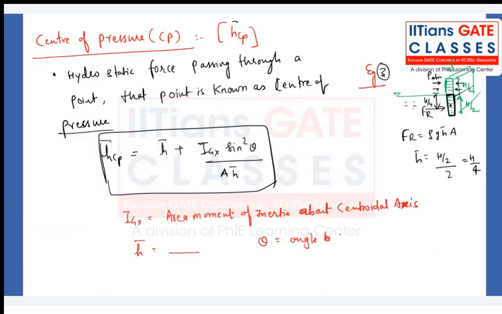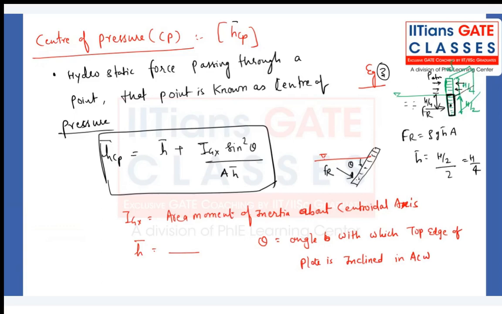The angle with which the top edge of the plate is inclined in the anticlockwise direction. Very good. So something like this: if there is a surface and I have the plate inclined at an angle theta, this will be my theta. Now, this will be my resultant hydrostatic force. This resultant hydrostatic force will be acting from the free surface at a distance h bar cp. Again, h bar cp is also calculated from the free surface, remember that. Very very important.